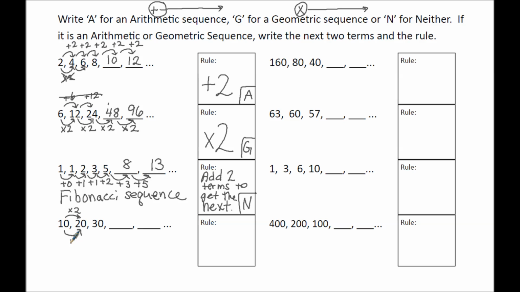This next one is increasing. So I see 10 times 2 is 20, or 10 plus 10 is 20. And 20 times something is 30. That's a little bit messier, but 10 plus 20 is 30. So we can keep adding 10 to get 40 and add another 10 to get 50. So the addition rule is a little bit more consistent. So we see that it's adding the same number all the way through, and this is an arithmetic sequence.